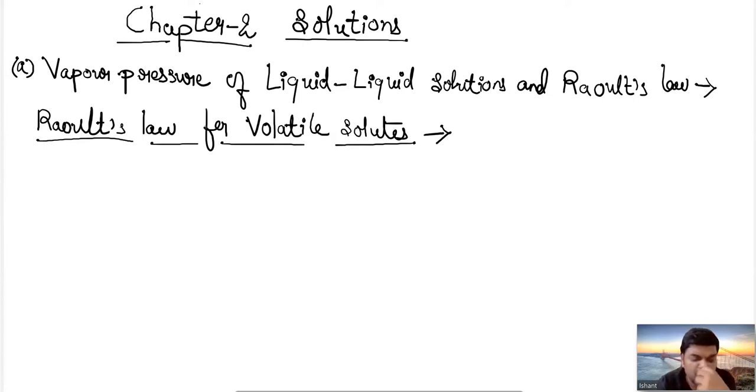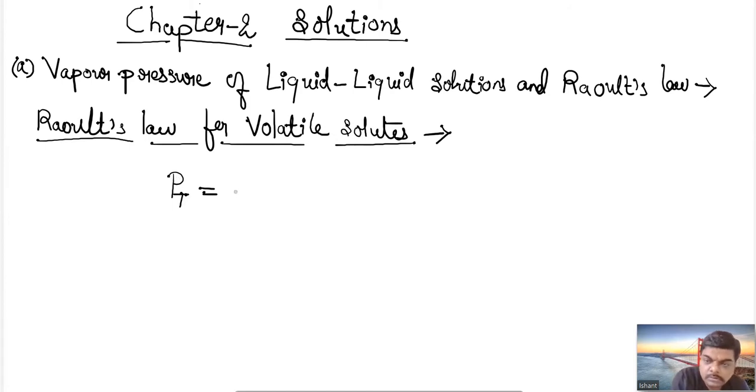Let's see this. We have seen the statement for Raoult's law in the previous section only, so let's talk directly about the formula. We have derived the formula in that particular section, so now let's continue with it. The formula was PT, denoting the total vapor pressure of the solution.